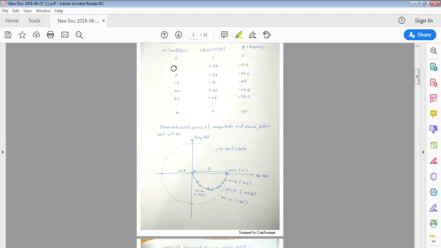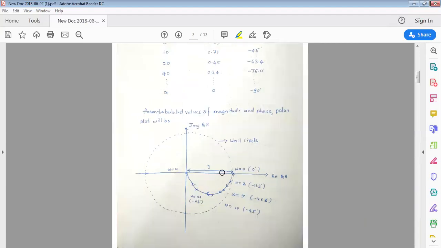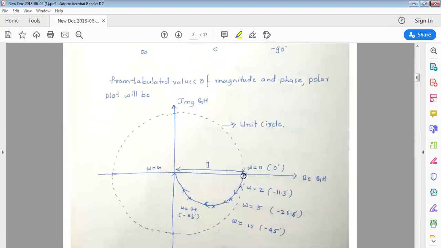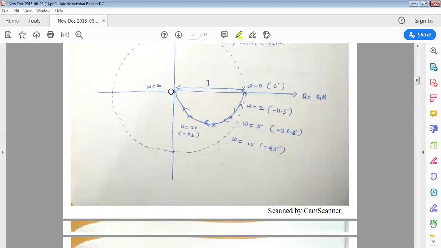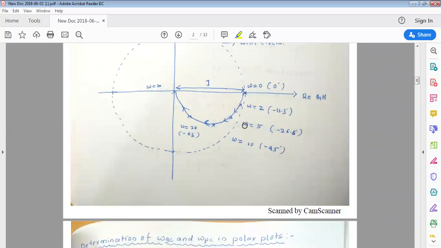Next, you see the next value when omega equals 2. The magnitude is 0.98, which means that value comes within the unit circle. I put a cross mark here for omega equal to 2. That magnitude is lesser than 1, so it comes inside the unit circle, right? This cross mark has an angle. How much is it? Minus 11.3, which means it is in the fourth quadrant. This is a rough diagram, right?